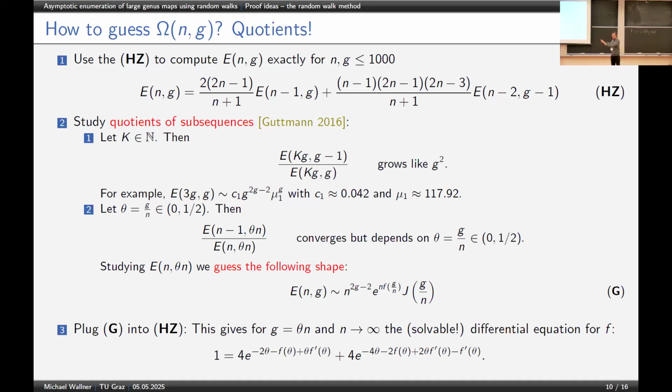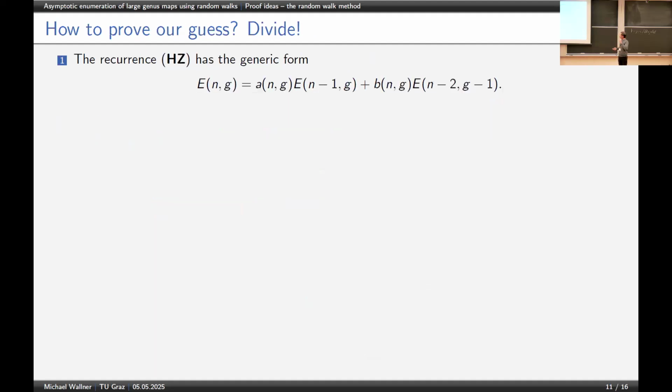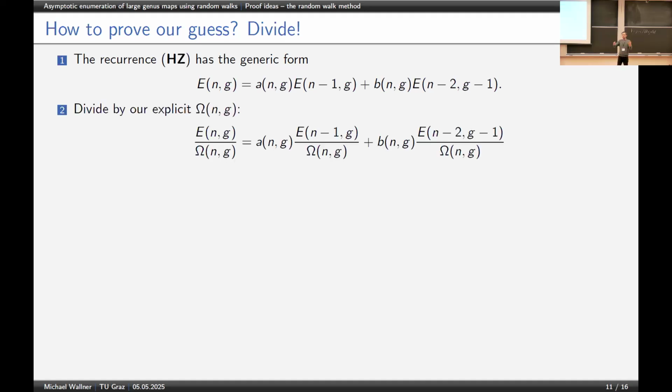So we have this now somehow, but there's a lot of work hidden here. And now what do we do? Of course, we have to prove our guess. So we look again at quotients. To make it a bit less technical, I just write A_{n,g} for some weights here. This is my recurrence again, and B_{n,g} for the other weights, which are certain rational functions. Basically, they just depend on n, but I keep it as n and g. We have a guess now, so let's divide by it. Again, quotients, but now we divide E_{n,g} by omega_{n,g}. I just divide my full recurrence by omega_{n,g}.